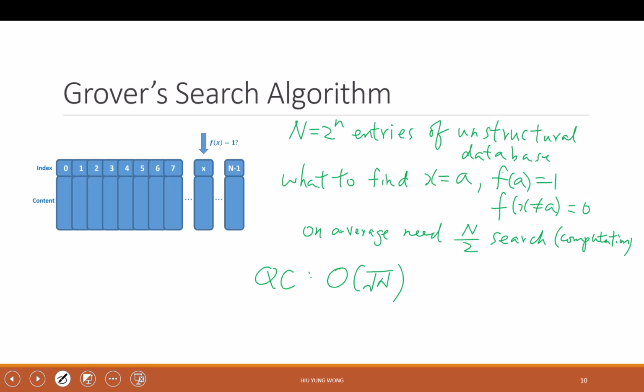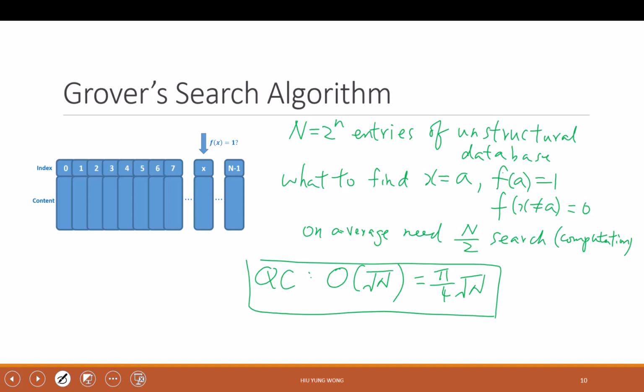Okay? And more exactly, it is pi over 4 square root n. So in order to search a record, I only need to compute pi over 4 square root n, which is about square root n. And that is the so-called Grover's search algorithm. Okay, so do you understand the problem now?